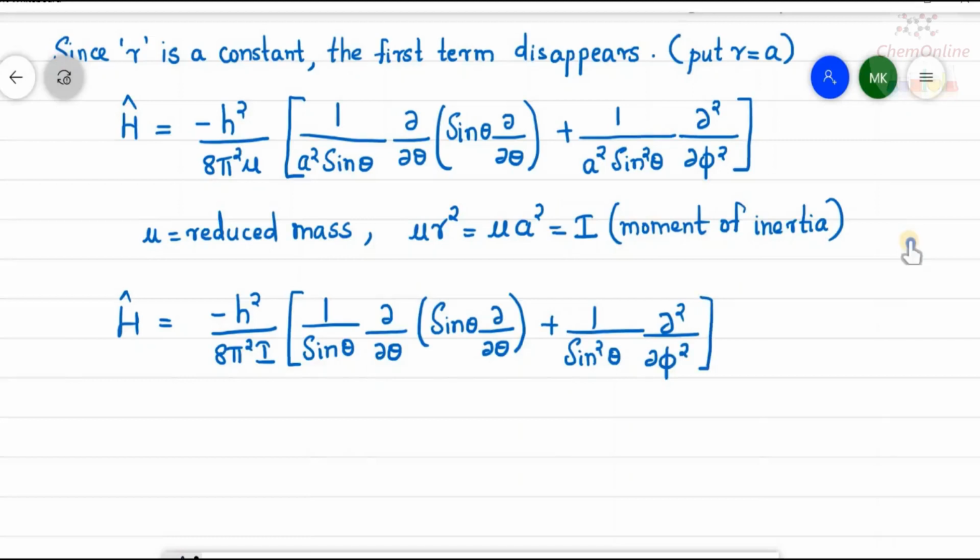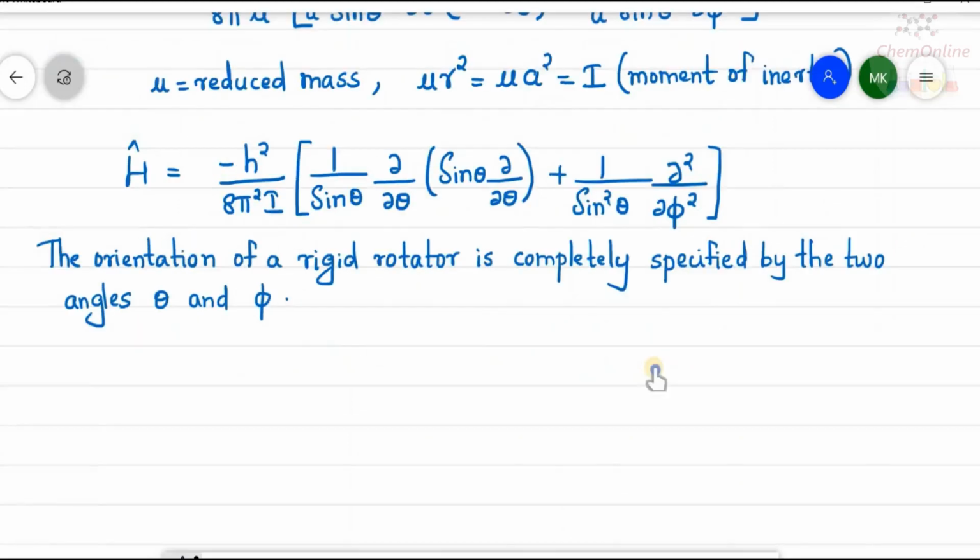Now looking at the Hamiltonian h cap, we can see that there is no r here. Why? Because it is fixed. It cannot vary. So only the other two angles, that is theta and phi, vary. So we can say that the orientation of a rigid rotator is completely specified by these two angles, theta and phi. And hence rigid rotator wave functions depend on these two variables.